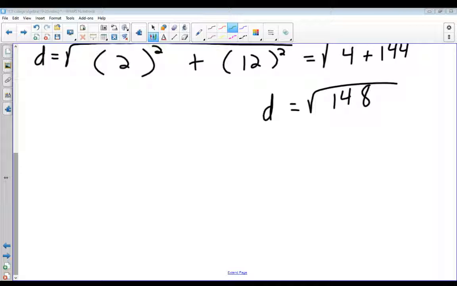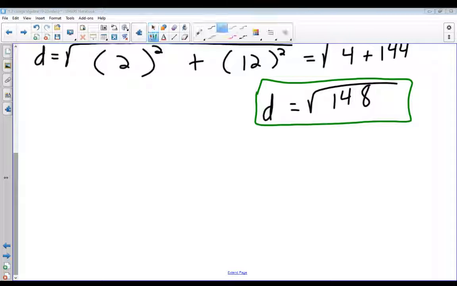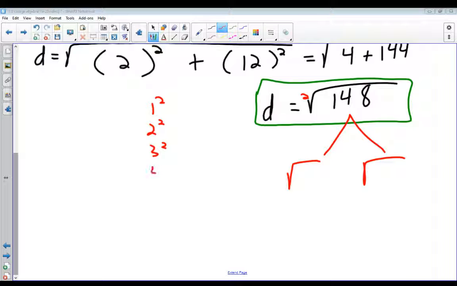Basically, we have our answer right here. But the thing is, the Hawks program will want us to simplify. Meaning, if possible, I need to try and break these up into 2 separate roots and simplify. And since we have a square root, I probably should make a list of my squares to see which one could potentially help. So 1 squared is 1, 2 squared is 4, 3 squared is 9, 4 squared is 16, 5 squared is 25.